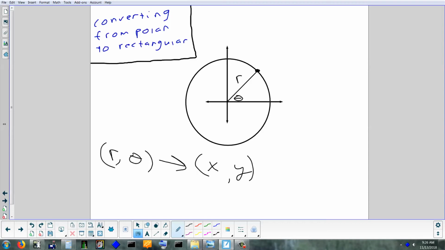Yep. Could you do the diagram? Draw a line from R down. Okay, so let's start with that. Let's draw a line from R down.